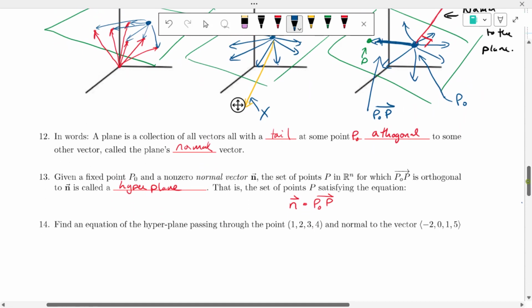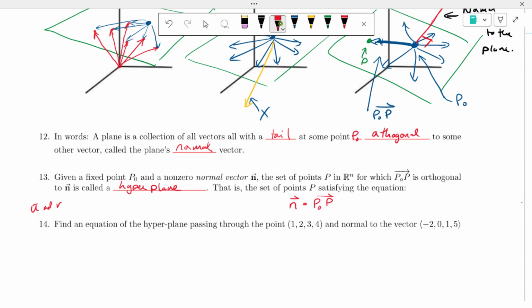That's our definition of a hyperplane, where we want to take that collection of vectors and ensure that they are orthogonal to a normal vector. Well, how do we ensure orthogonality? Any two vectors, u and v, are orthogonal if their dot product is 0. So I've got these two vectors here, my normal vector and this vector that's supposed to lie in the plane. P is a point in the plane. P naught is that common tail that lies in the plane. And we want these two vectors to be orthogonal, so we want to force their dot product to be 0.